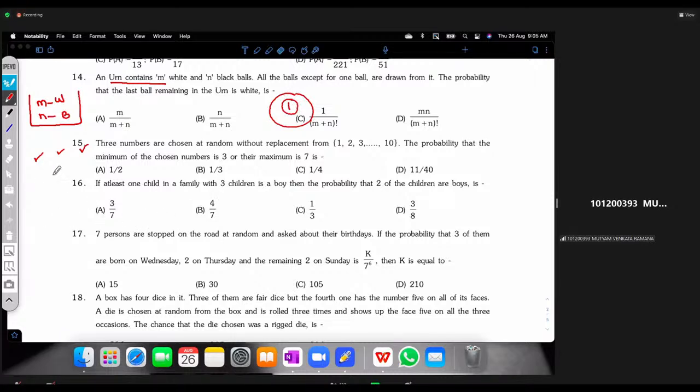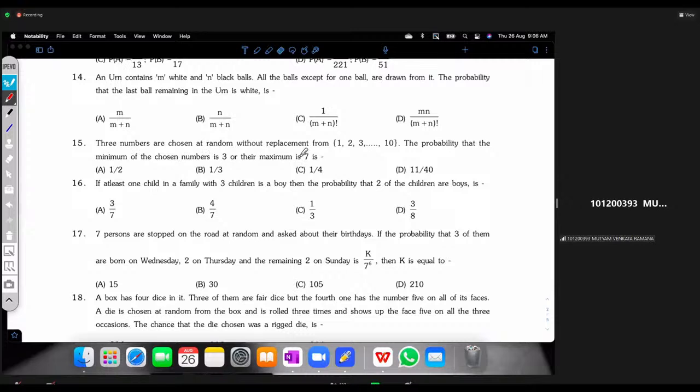Simple it is. Whatever the last ball, I'm selecting first directly. So how many balls are there? M out of M plus N balls. So this is the answer. It is simple. Picking the first ball as white is the same as keeping the last ball as white.